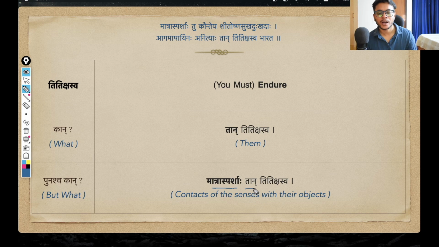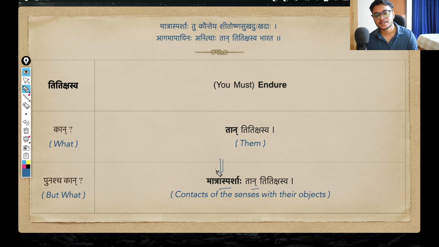Don't get confused as to why this tan is in the second word case, but this here is in the first word case, since I mentioned that this pronoun is pointing to this noun. Why are their word cases different? Because this matra sparshaha is part of the first statement that Krishna makes in this verse. Then he makes another statement when he continues with tan titikshasva. So this tan refers to whatever he spoke about in that first statement. The contextual use of both of these words is different.